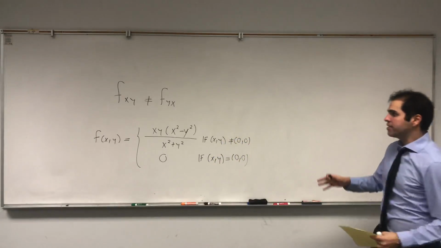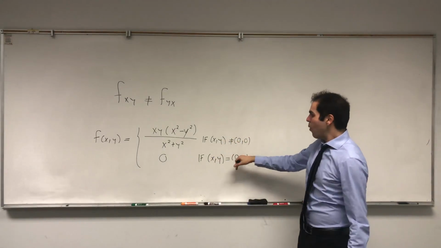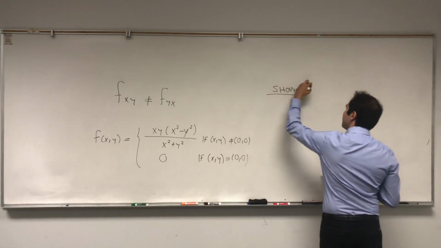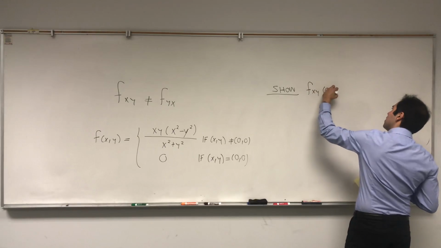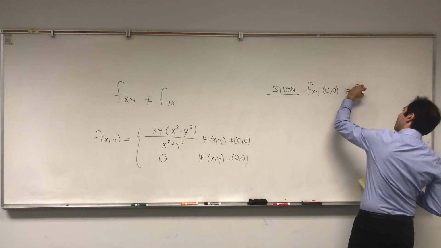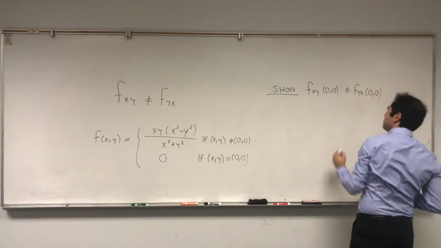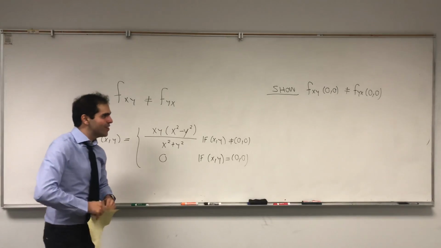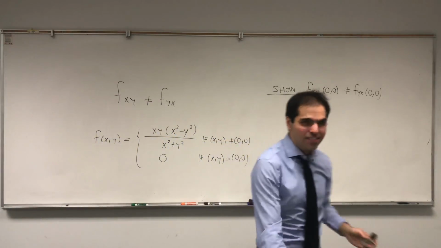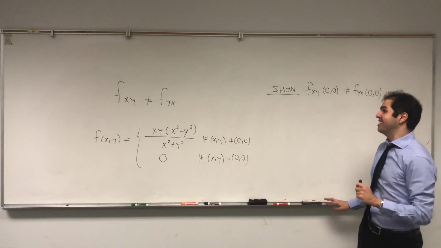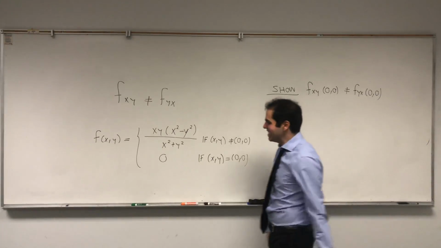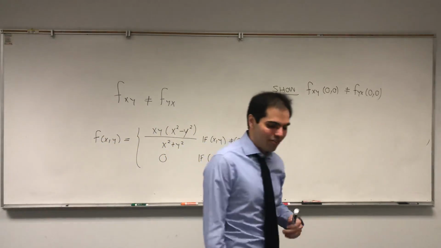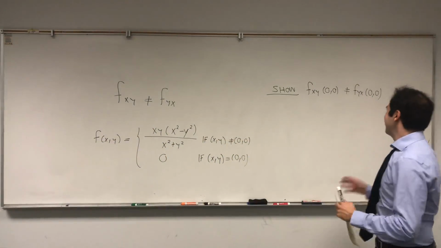My goal is to show that at the point (0,0), the mixed partial derivatives are not equal: f_xy(0,0) is not equal to f_yx(0,0). By the way, this is called Clairaut's theorem or Schwarz's theorem. The cool thing about Clairaut is he had 19 siblings, which is pretty crazy. And he also published his first math paper when he was 12, which I think is even crazier, but good for him.